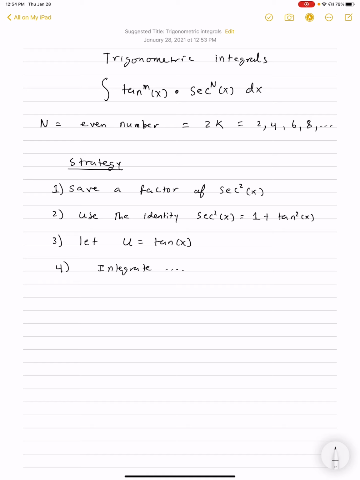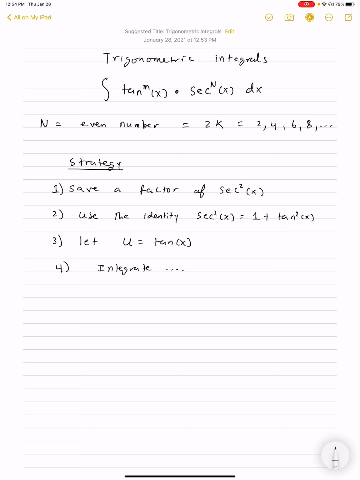Today we're going to be going over how to integrate tangent to a power of x times secant to a power of x. The case that we're going to consider is where the power of secant is an even number, a power being like 2, 4, 6, 8, 10, and so on. All of those are multiples of 2.